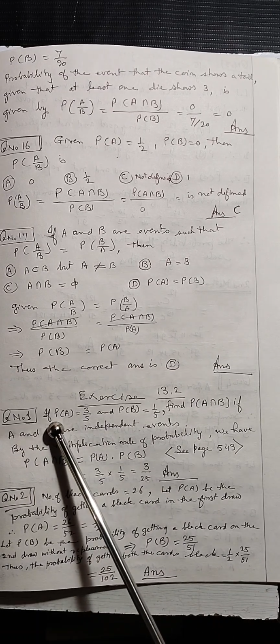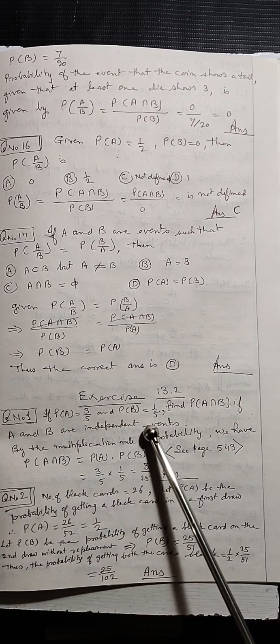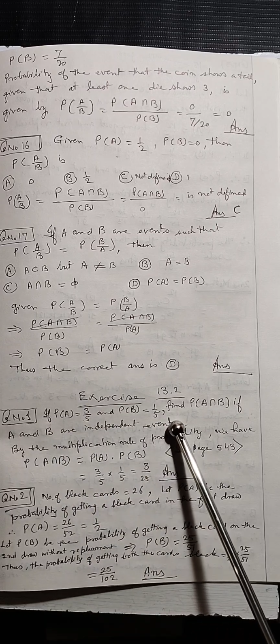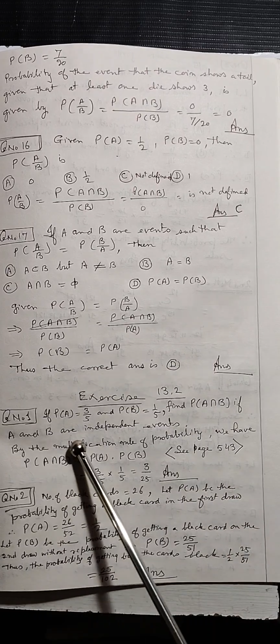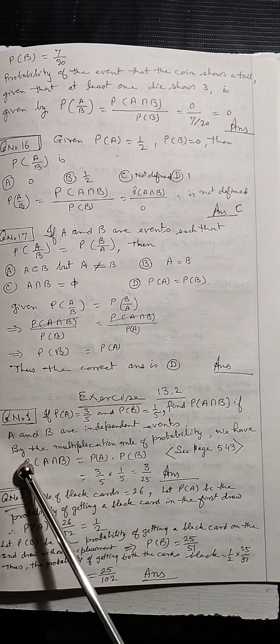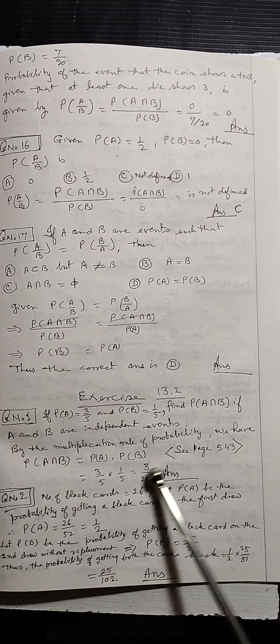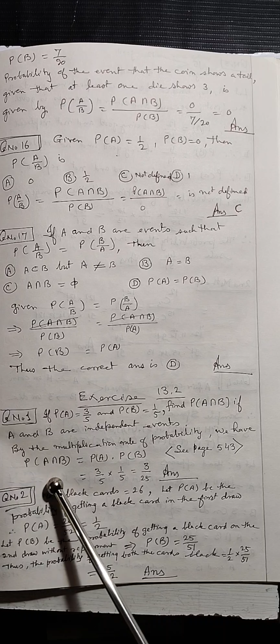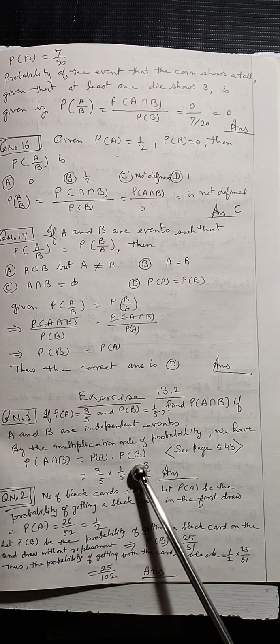देखिए, if probability of A is equal to 3 by 5 and probability of B is 1 by 5, we have to find the probability of A intersection B if A and B are independent events. By the multiplication rule of the probability we have, the probability of A intersection B will be equal to probability of A into probability of B.